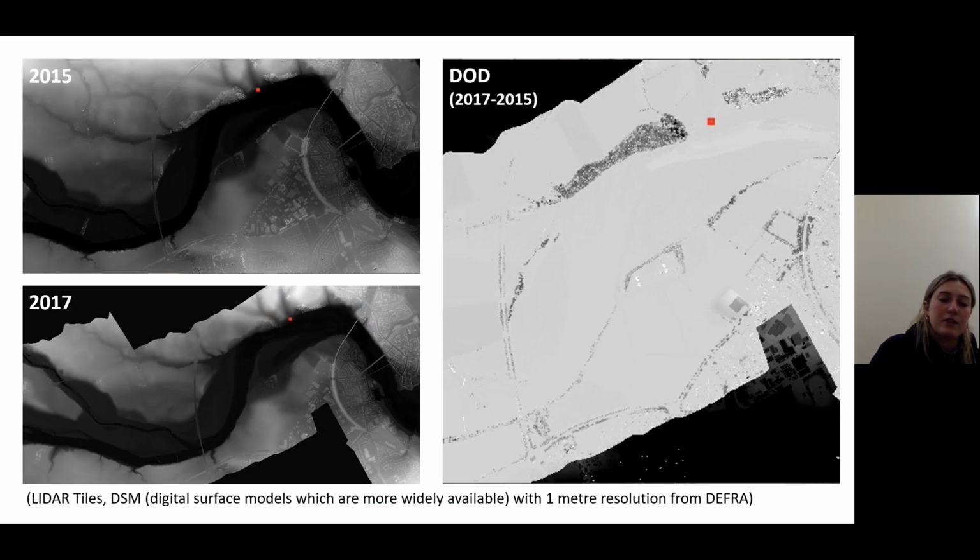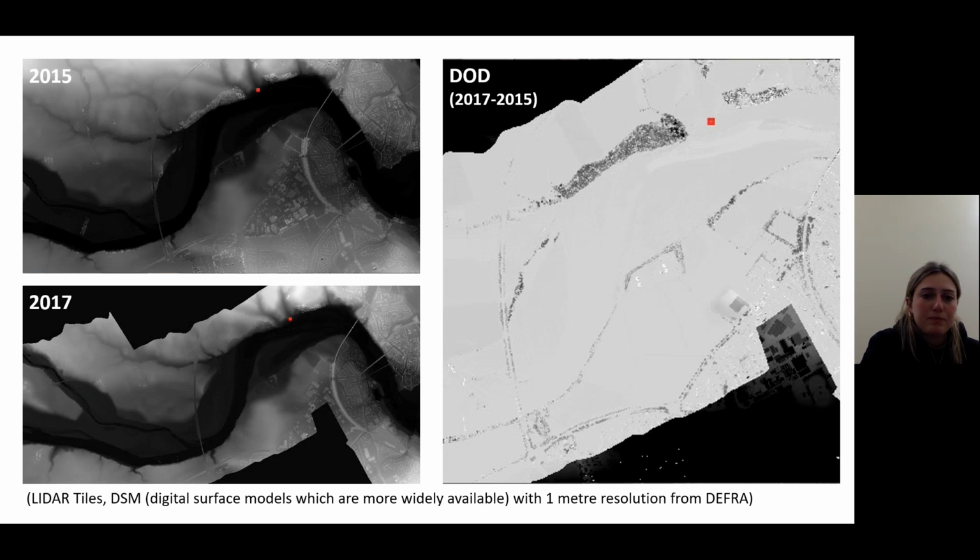So these three figures show the first stage of the methodology, which is using the 1 meter resolution LiDAR data from 2015 and 2017 for this section of the river to produce what is called a DOD, or a difference of digital elevation model between the years. The different colours show the changes in elevation between the 2 years selected.